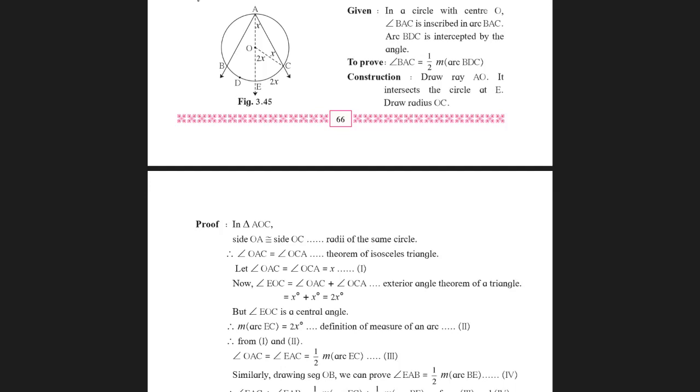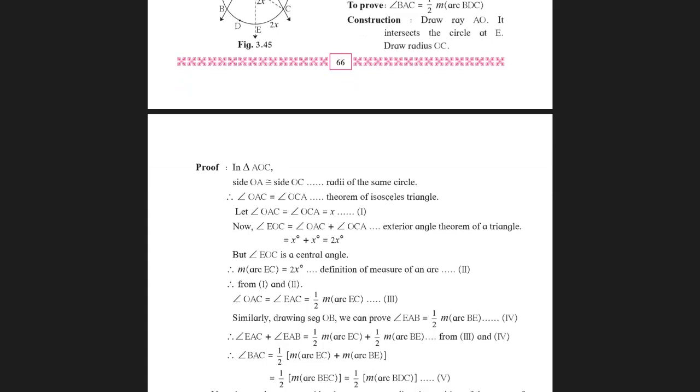Now, if you were to do the same thing with OB, that is, if I were to draw segment OB, we can prove that angle EAB is equal to half of the measure of arc BE. Mark it as equation number 4. Now, from 3 and 4, we are adding both the angles, angle EAC plus angle EAB, on the left hand side. It will be equal to what is on the right hand side, half of the measure of arc EC plus half of the measure of arc BE.